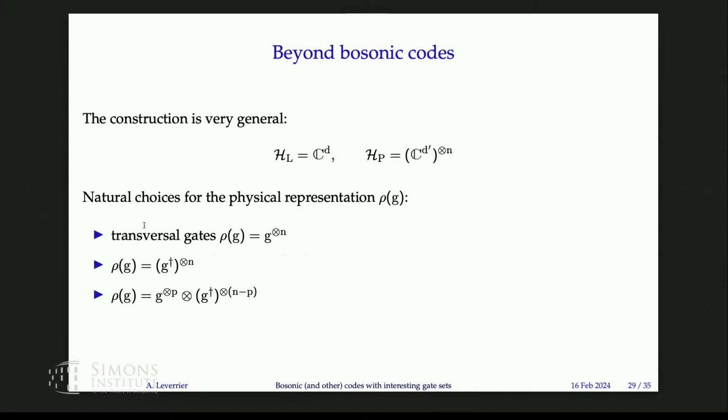So the construction is very general. You have a qubit for the logical space, so it can be one qubit, it can be many qubits in whatever dimension that you want. You have a physical space, which is also many qubits. And then you will have a group and you need to choose a physical representation for that group. A natural choice is just to choose transversal gates, so you apply the same gate to all of the physical qubits. You can use G tensor N or G dagger tensor N, or you can mix both. So you have many options. You can do other things.